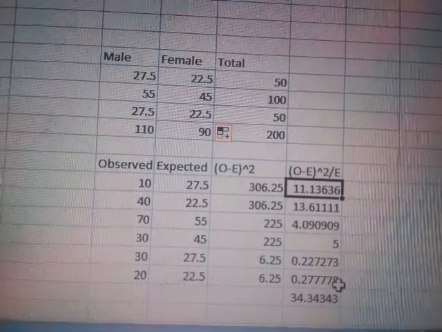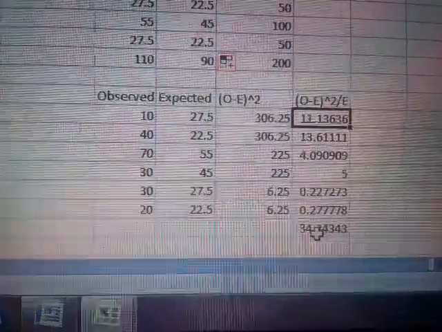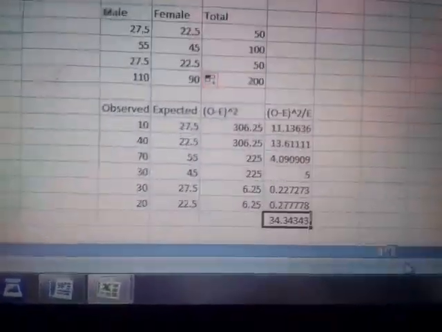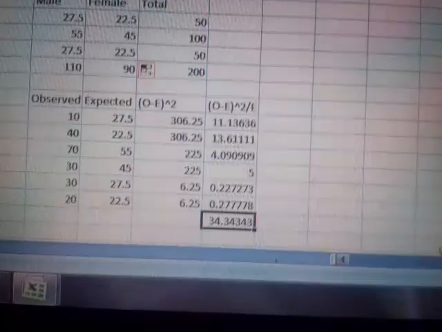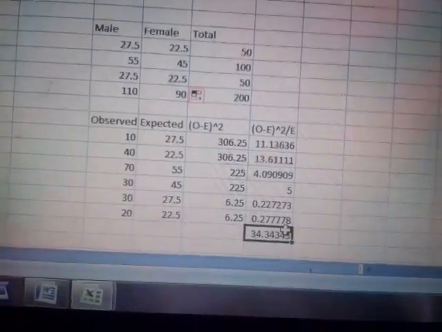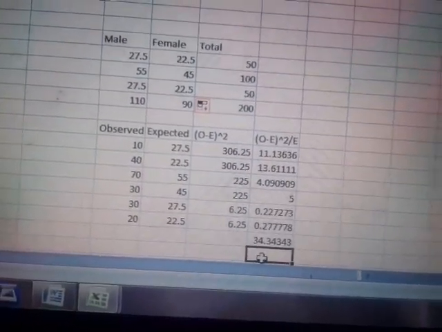After bringing it up to here, go to auto sum. You have a formula here. If you click this auto sum, you will get the total number here: 34.34. Take up to 2 decimals. This 34.34 is nothing but your calculated value.